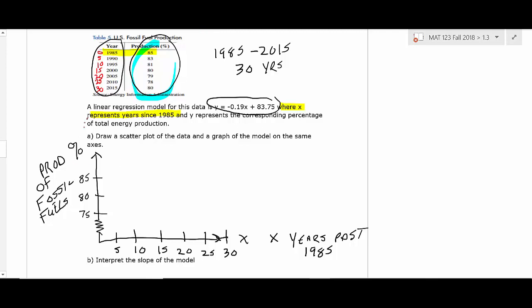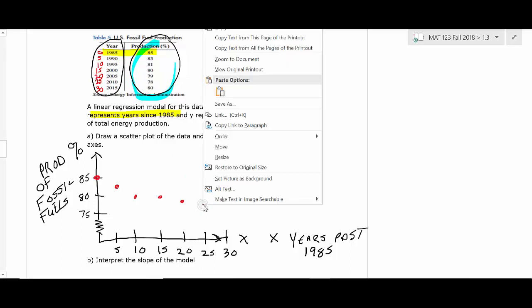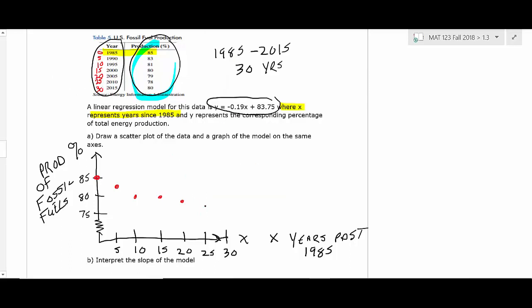So go ahead and, line by line, plot the points. We have 0, 85, just put a dot there. We have 5, 83, just estimate. Then you have 10, 81. Then we have 15, 80. And 20, 79, so it's a little lower. 25, 78. And then finally it looks like 25 and back up to 80. So that's called a scatter plot.